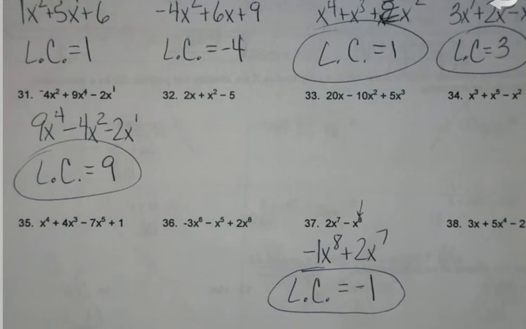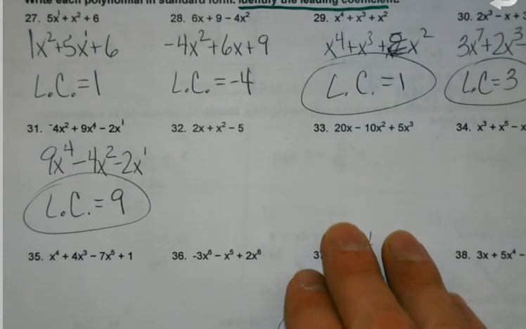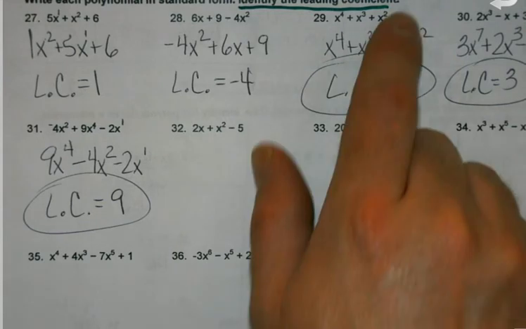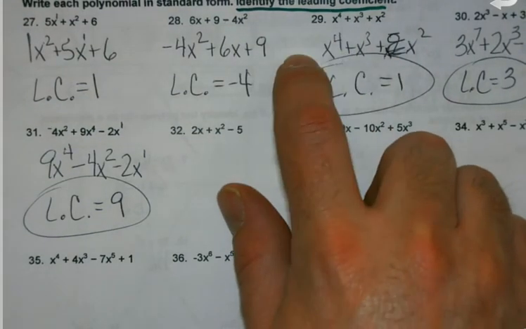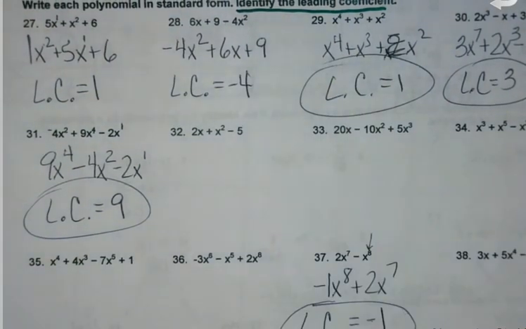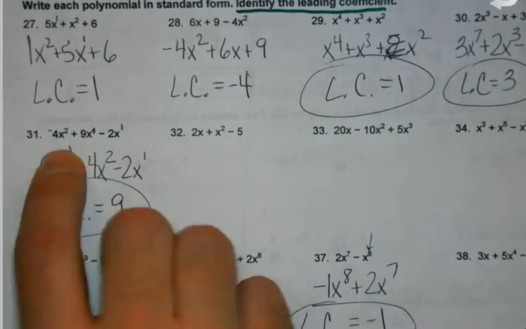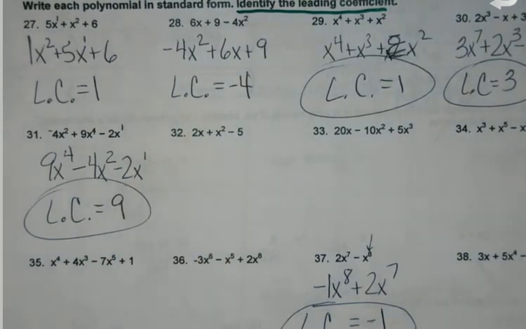Any other ones that look like fun? Well, on these, sometimes you'll have them like on 29. If they're already in the right order, you can just say, that's already in the right order, just tell me what the lead coefficient is. But otherwise, I got to put them in order from the biggest to the least, because that's part of what we're trying to work on down there.